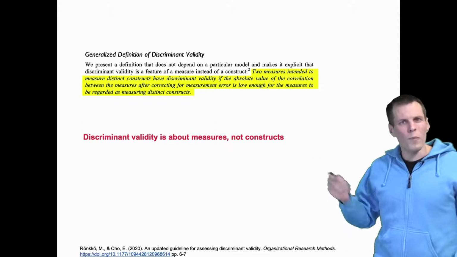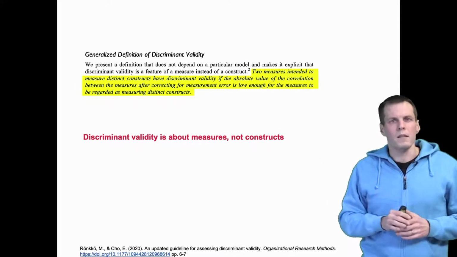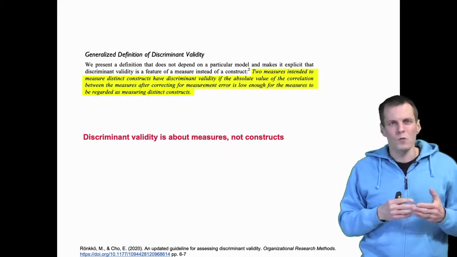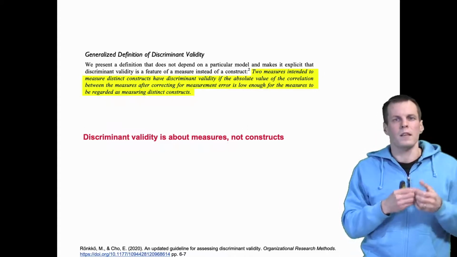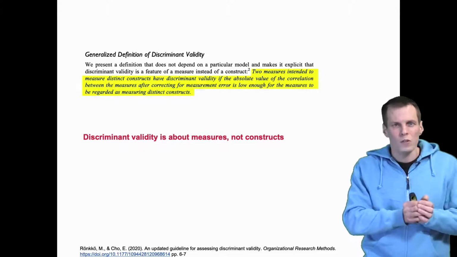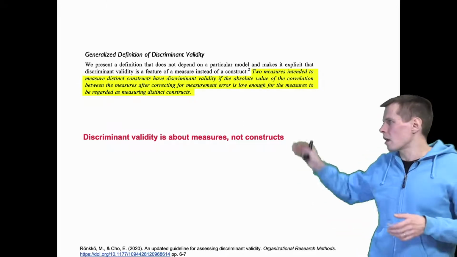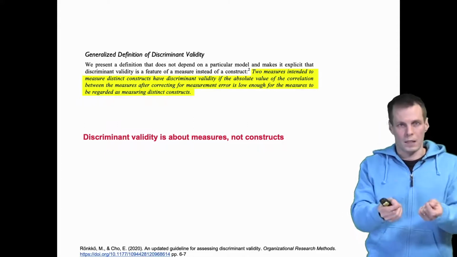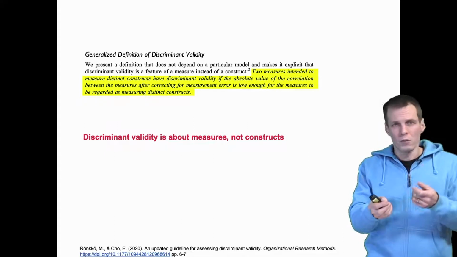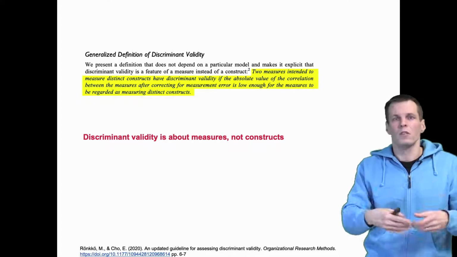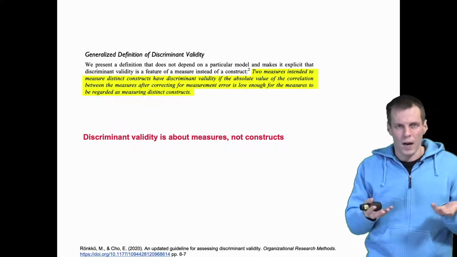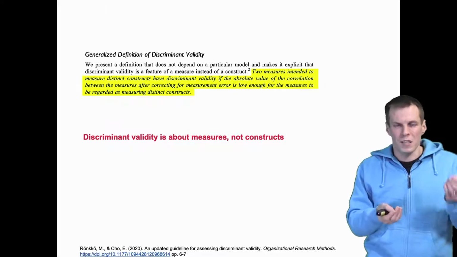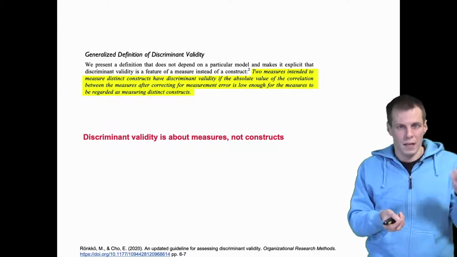If we go back to the slide that I showed before about definitions, there was some confusion about constructs and measures. Is discriminant validity about measures or constructs? Our position is clear: it is about measures. So it's one part of measurement validity. It's not about whether constructs are valid or not. Constructs are how we define what they are. Validity is a measurement concept, not a concept related to constructs themselves.